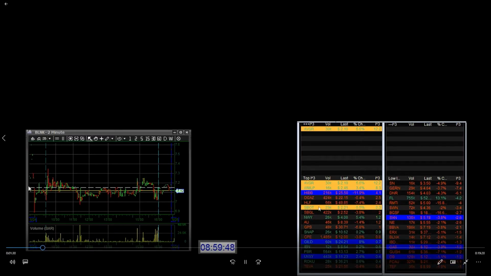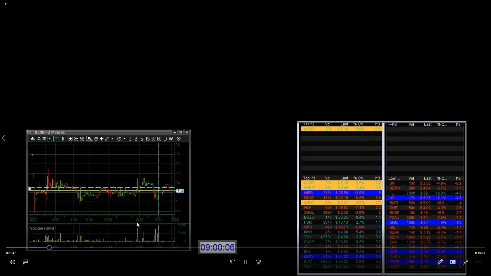and we have some stocks here making some moves, going back and forth. Let's look at this. BLNK, it's at 7.12. I think this was based on news, but I really don't remember. I don't play news. I play the chart and what's going on.